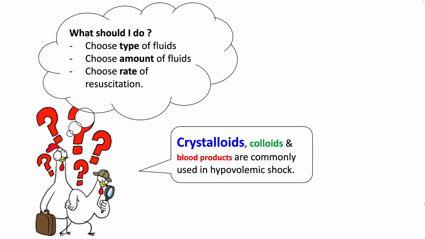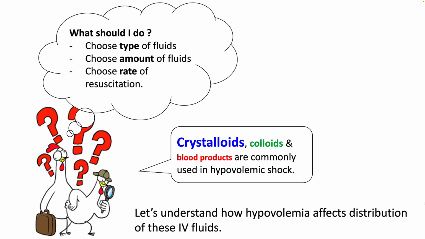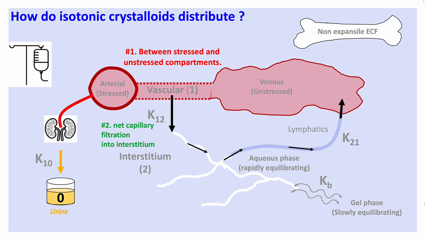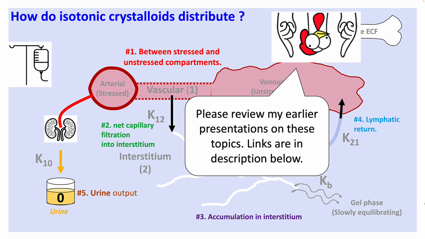Hypovolemia changes distribution of IV fluids, so it's important to understand these changes when you give fluids to these patients. In the previous lecture, we understood how isotonic crystalloids distribute in the system. They distribute between stressed and unstressed compartment. Some of it will leak into the interstitium, and it will accumulate into the interstitium between the aqueous phase and gel phase. Some of it will return back via lymphatics, and finally, there will be loss in urine. Please review my earlier lectures on this topic for a better understanding of these processes.